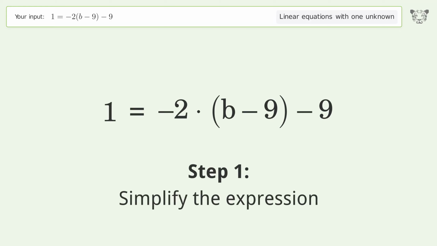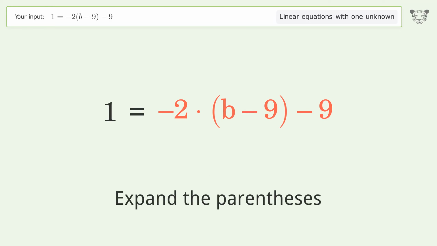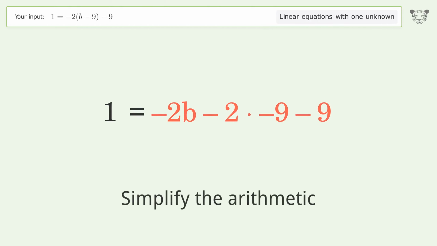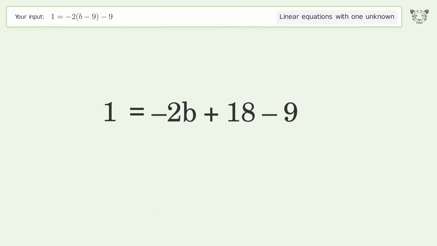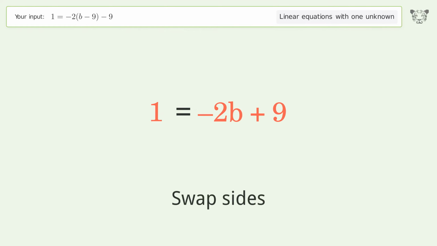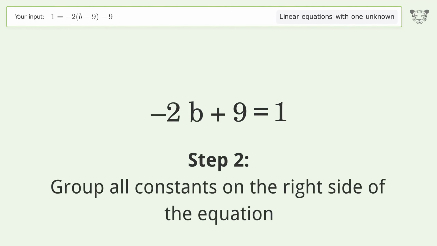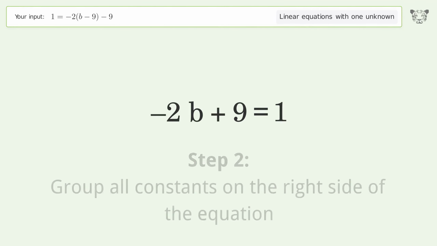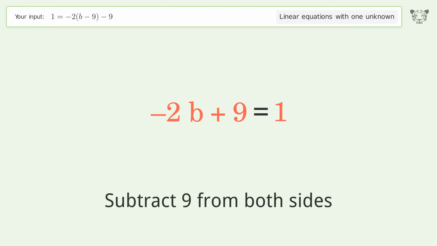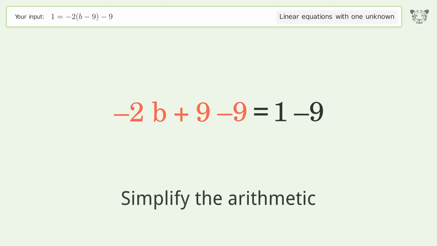Simplify the expression. Expand the parentheses. Simplify the arithmetic. Swap sides. Group all constants on the right side of the equation. Subtract 9 from both sides. Simplify the arithmetic.